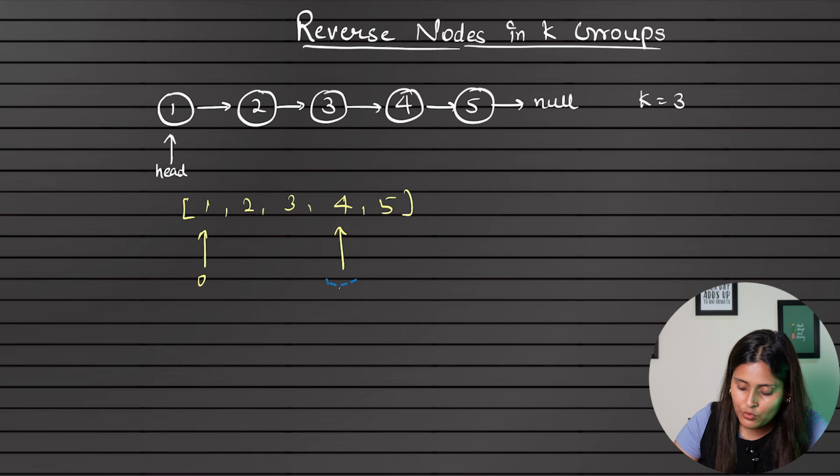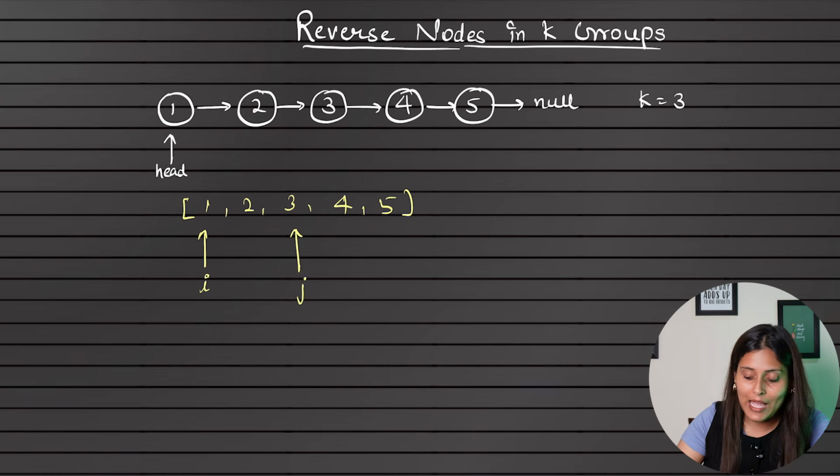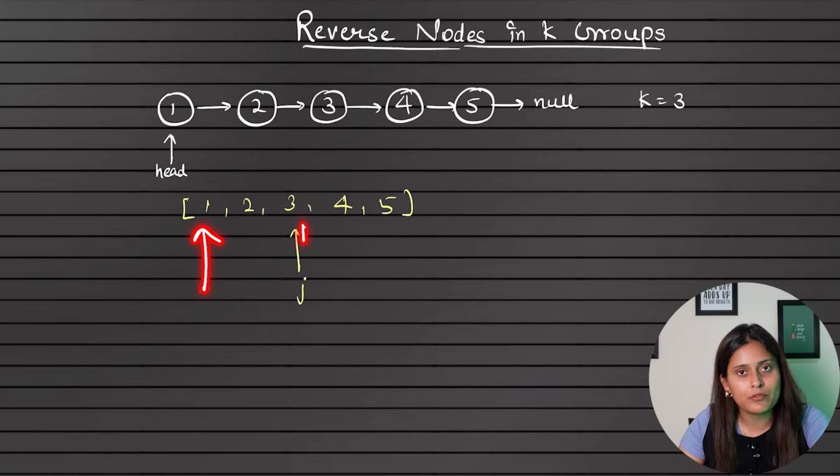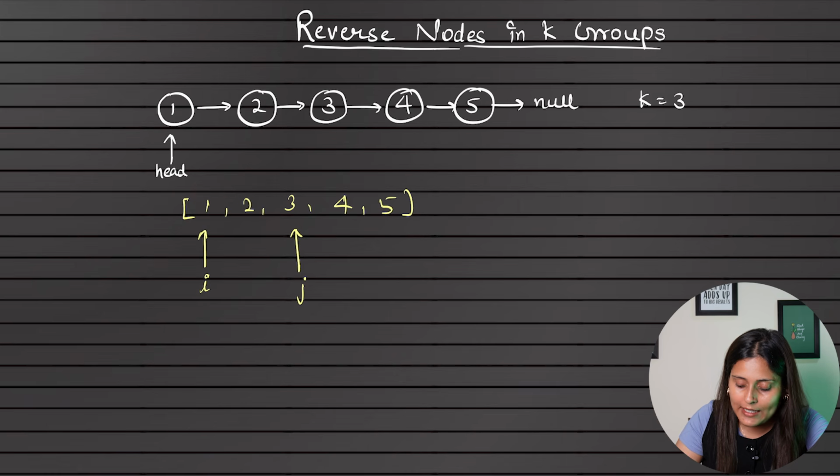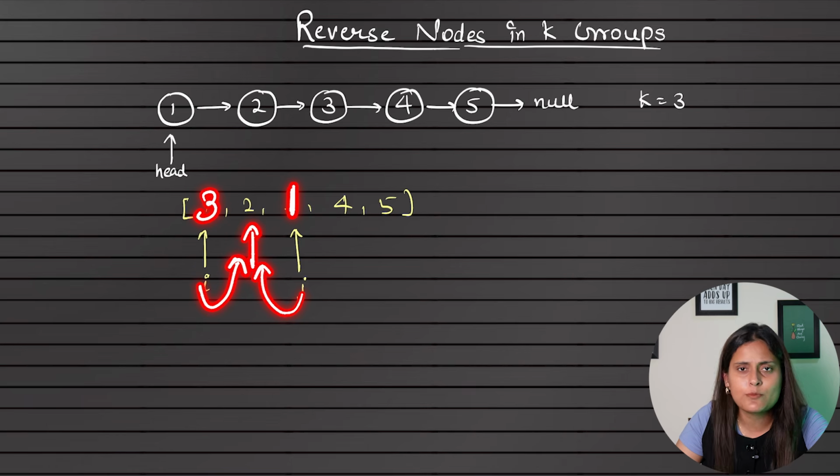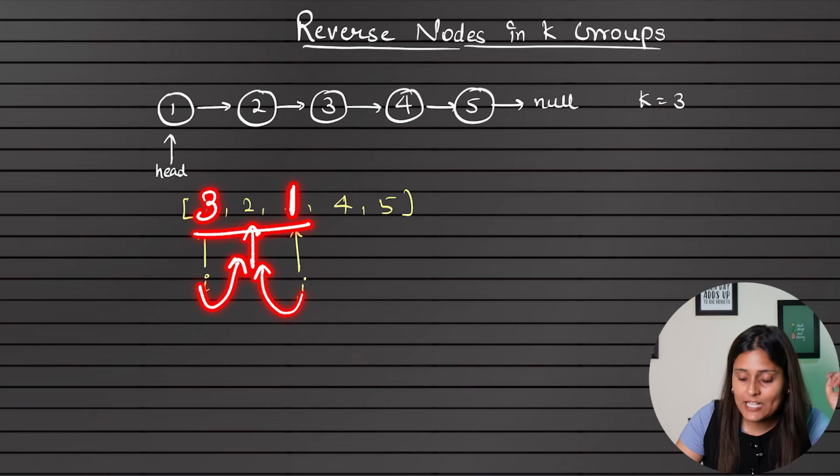So let's move back. Can I say, I will start my I pointer and j pointer from here, and we have to reverse it, right? So basically this node and this node we will swap. So it will become 3 and this will become 1. Correct. Now I plus plus and j minus minus. So here we will not swap because both are referring to the same node. So can I say this k group has been reversed?